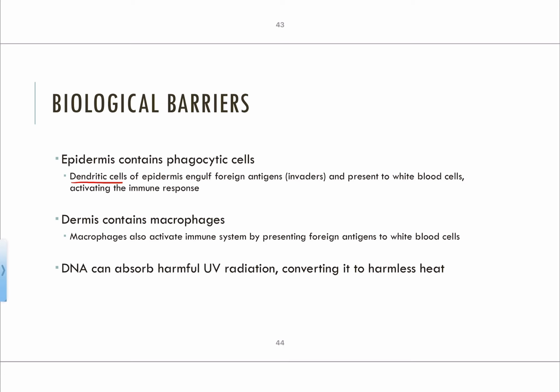Our dermis, so the layer below our epidermis, contains a different type of cell. They contain macrophages. And these macrophages can also activate the immune system by presenting remnants of the broken down viruses and bacteria, or the foreign antigens, to white blood cells and therefore activate the immune system. And the DNA can also absorb harmful UV radiation. However, this is not necessarily a good thing because UV exposure to our DNA can cause mutations, and these mutations can sometimes lead to cancer.